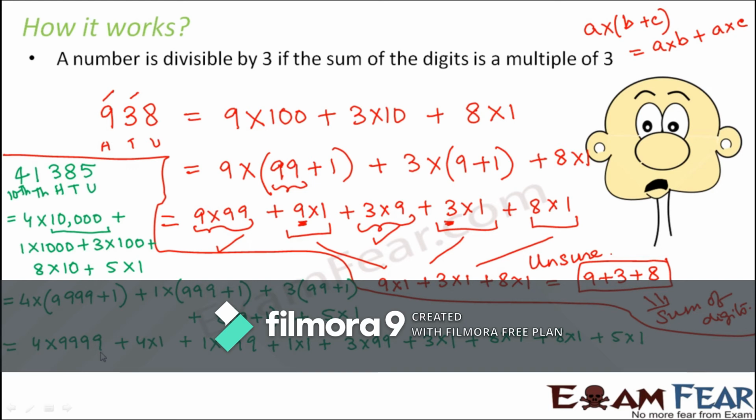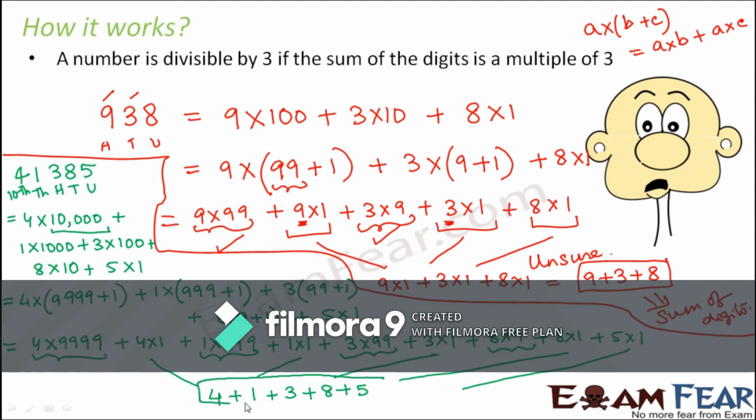Now here, wherever you have these 99 terms, those terms will be divisible by 3. So what are you left with? These are the terms that we are not sure if these are divisible by 3 or not. So what are these? This is nothing but 4 plus 1 plus 3 plus 8 plus 5, which is nothing but the sum of the digits.